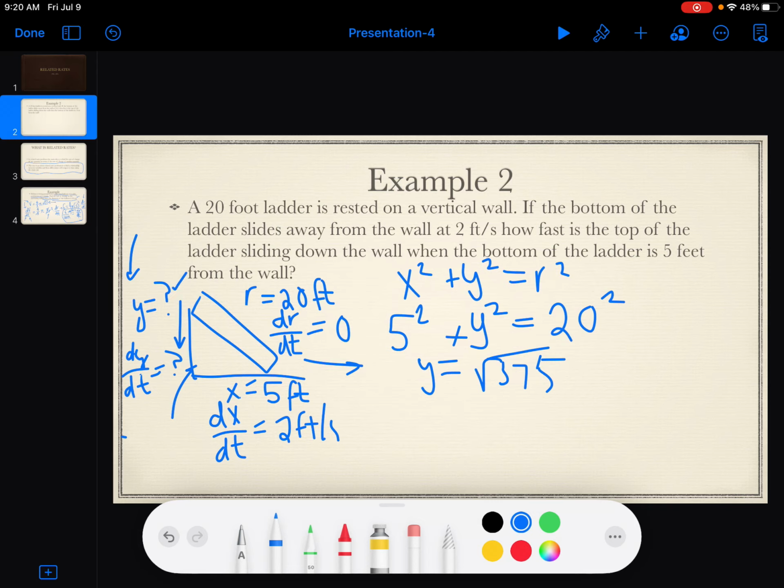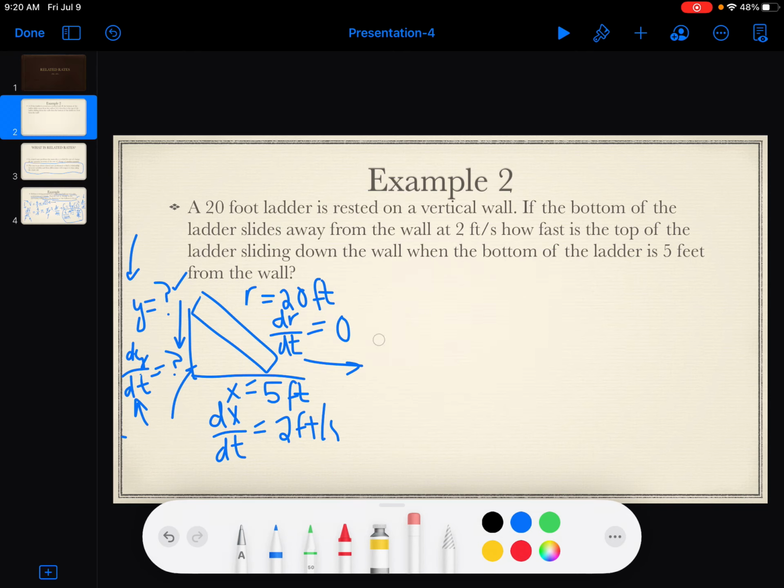Now let's actually do what the problem is asking, which is find dy by dt. How fast the ladder is sliding downwards. The top of the ladder is sliding downwards, specifically. So let me just erase this. Well, we had a relationship. Right? We have a triangle, we have the Pythagorean theorem, and in order to find dy by dt, we need to take the derivative with respect to time of this equation on both sides. So let's do that.